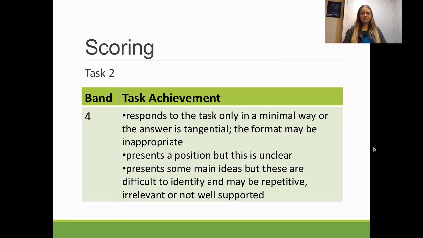Second point is presents a position, but this is unclear, so you're not clear. Present some main ideas, but these are difficult to identify and may be repetitive, irrelevant, or not well supported. So you have main ideas, but maybe the reader can't really decide what your main ideas are when they're reading it because it's not so clear, and it might be repetitive. You might be saying the same things over and over.